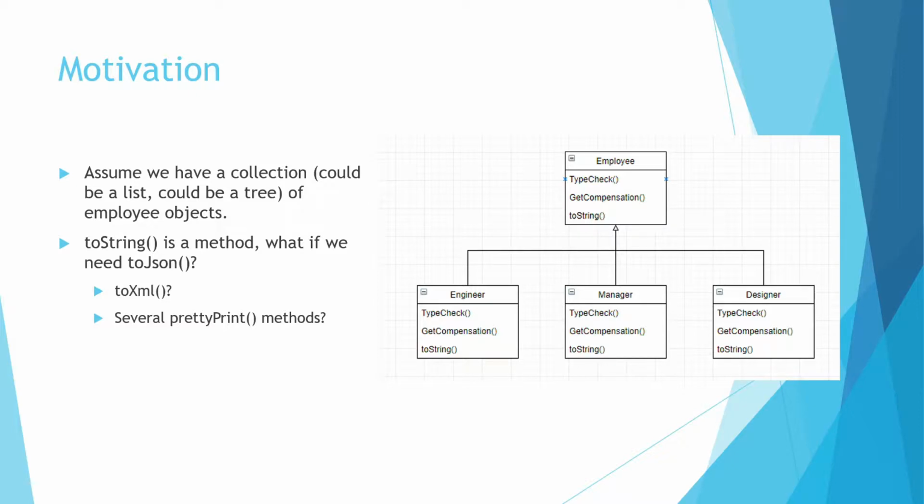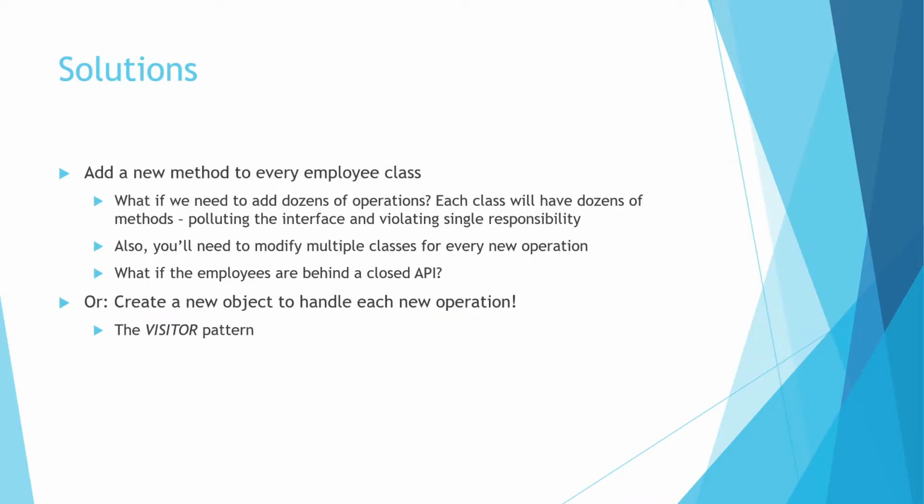So let's say that we have a toString method, but what happens later on? Maybe the string format changes. We have a new method that we need to create, or we have a toJSON method, or a toXML method, or several other pretty print methods, or say we need to add a new search method down the road. As you can imagine, we're suddenly getting, in each of these employee objects, and also in the base employee class, a huge interface. We're going to have possibly dozens of methods required to implement this functionality.